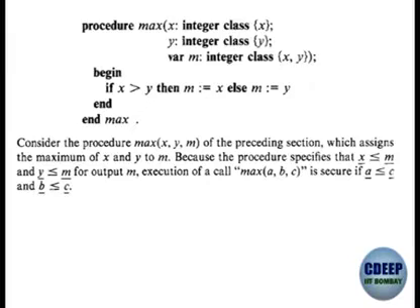Because the procedure specifies that X is less than or equal to M, that is the maximum, flow from X into M is possible, and similarly Y is also less than or equal to M, so flow from Y to M is possible. Execution of a call max of A, B, C is secure provided that the level of A must be less than or equal to C, and the level of B must be less than or equal to C.